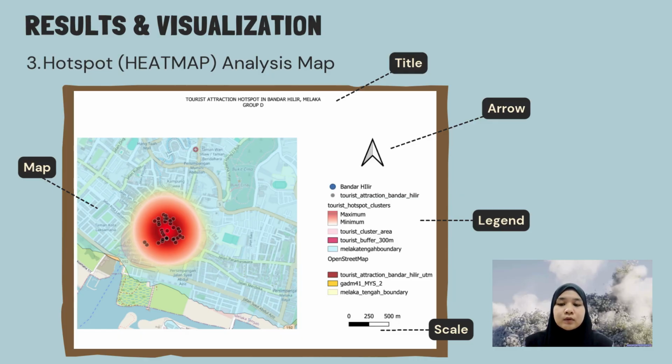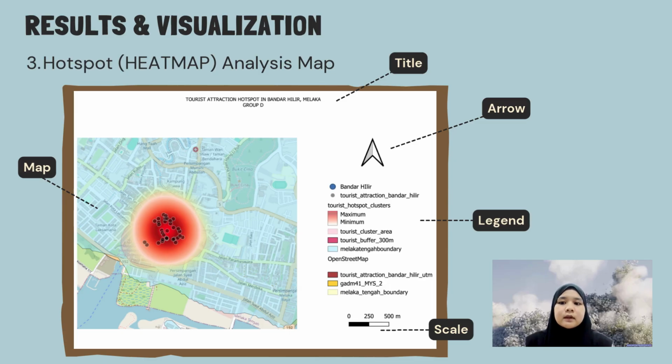This indicates that most tourist attractions are clustered around key heritage and cultural landmarks such as museums and historical sites. This concentration suggests that the area experiences intense tourism activity, which may lead to issues such as overcrowding, traffic congestion, and pressure on local infrastructure. Therefore, this hotspot highlights areas that require effective crowd management and better tourism planning.